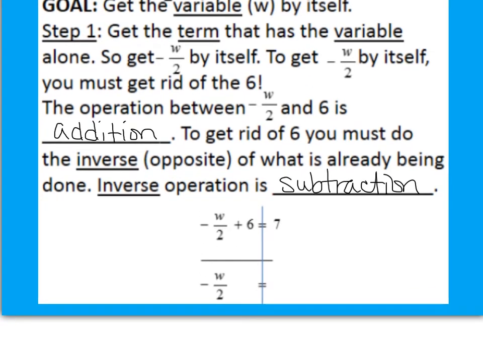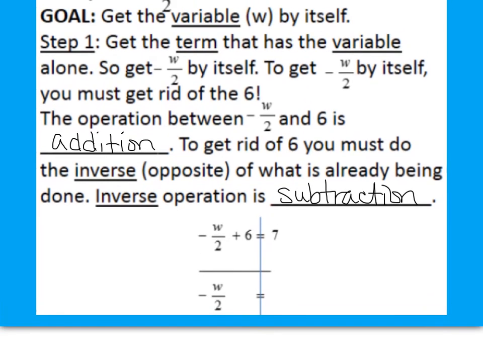So we're going to say minus 6 minus 6. When we do that, we end up with a negative w over 2 equals 7 plus negative 6 gives us 1. So we have a negative w divided by 2 equals 1. Now moving on to step 2.